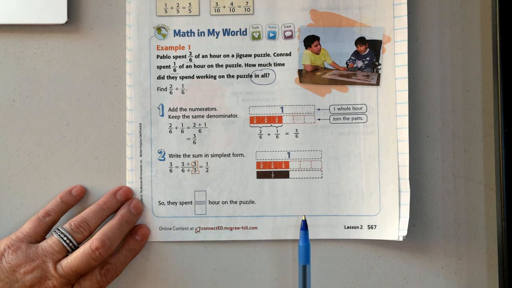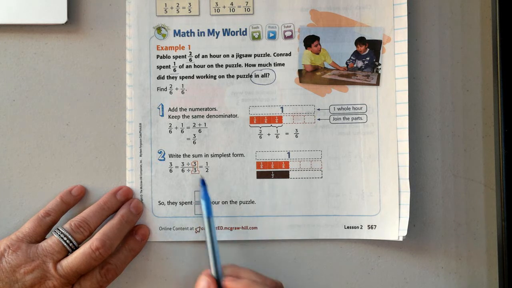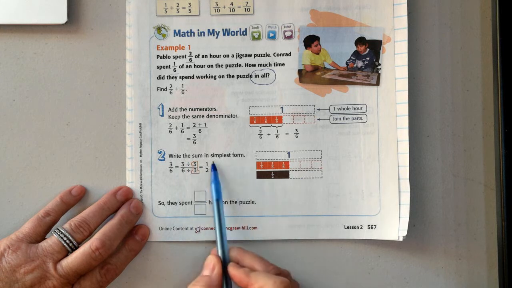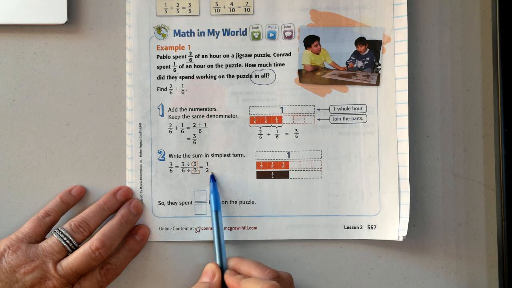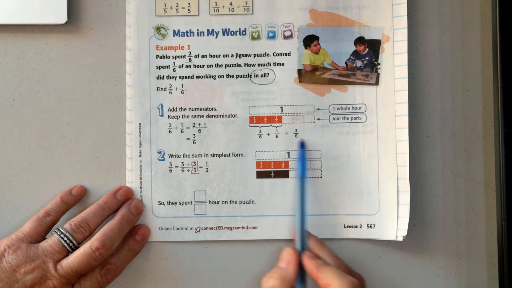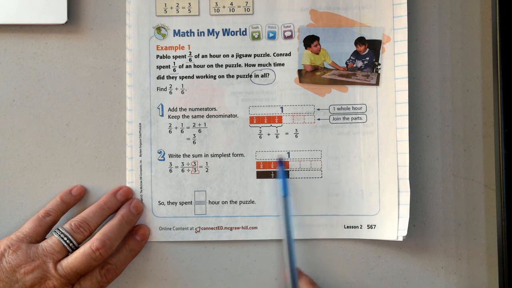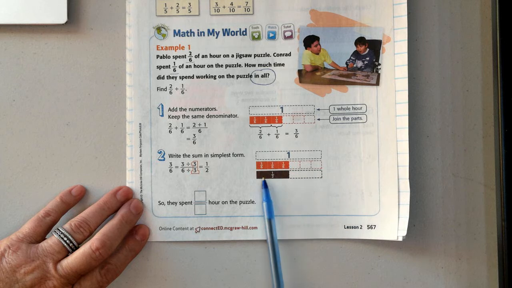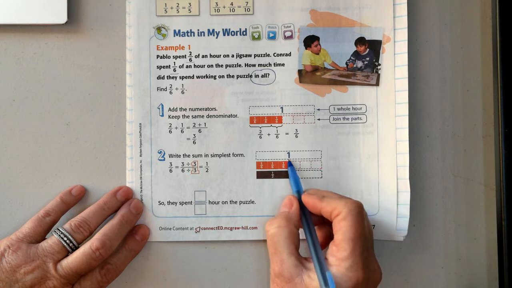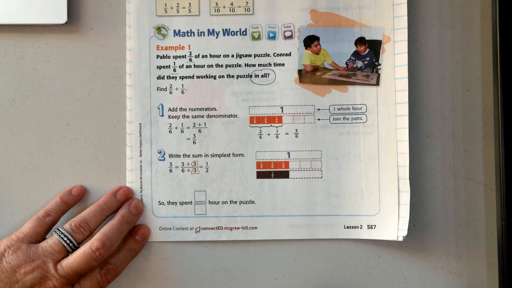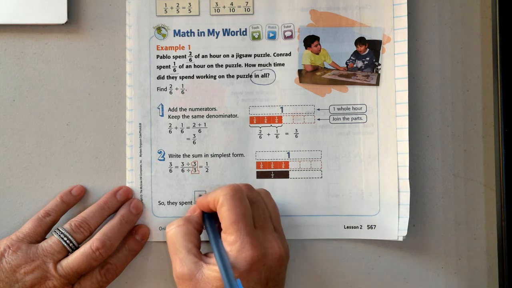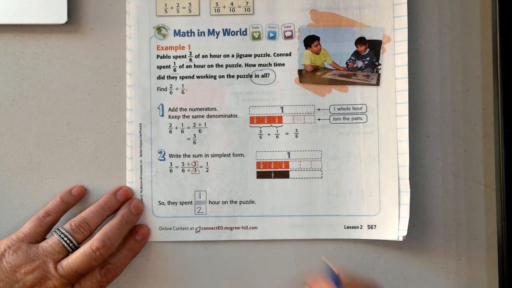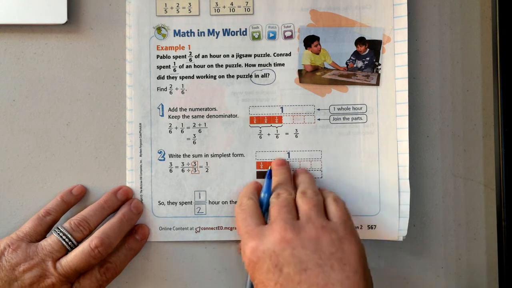So 3/6, remember, you can divide the numerator and the denominator by the same number to get simplest form. Here, 3 divided by 3 is 1, and 6 divided by 3 is 2, so 1/2. You can check it by using models. There's our 3/6, and there's a 1/2, and as we can see, they are the same size, so they are correct. So they spent 1/2 an hour on the puzzle.